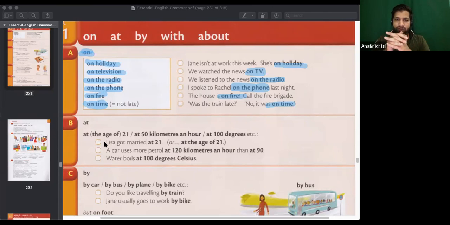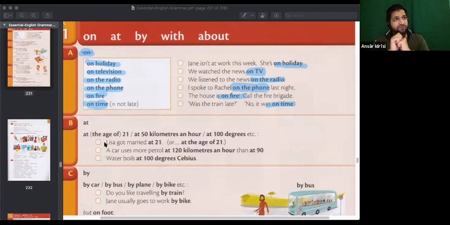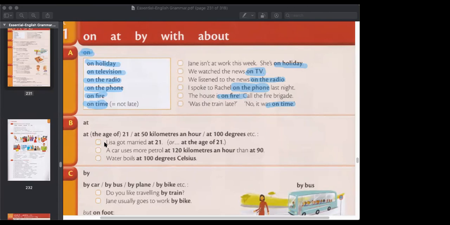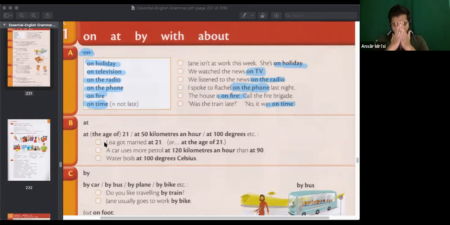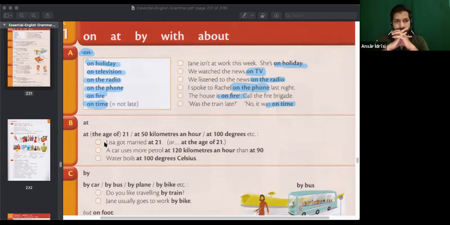I bought the mobile on a big discount. Outside on weekends. Correct. My phone is on charging. She watched a film on television. Incorrect. On television. Next, I bought the phone on discount. I bought the phone on discount. I reached on time. I reached on time.